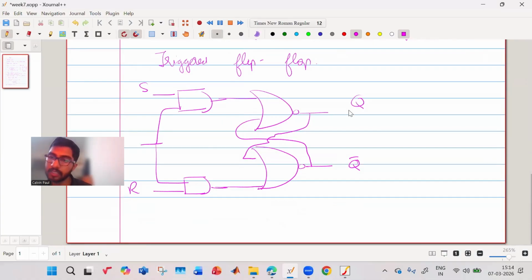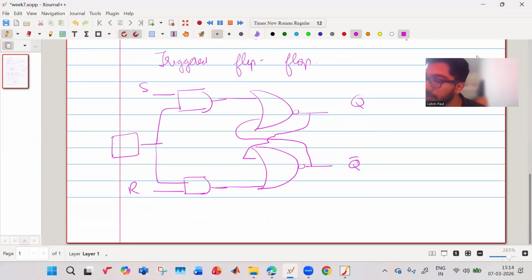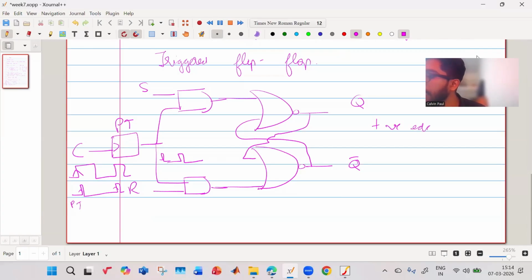But what we want is a transition generator. So you will have your clock over here. Your clock will be of 50% duty like this. But this signal PT will be a very small pulse. So when the clock goes high, at that time your PT also will go high. This is known as your PT. This is the pulse generator. So what this will do is it will be a positive edge triggered flip-flop.